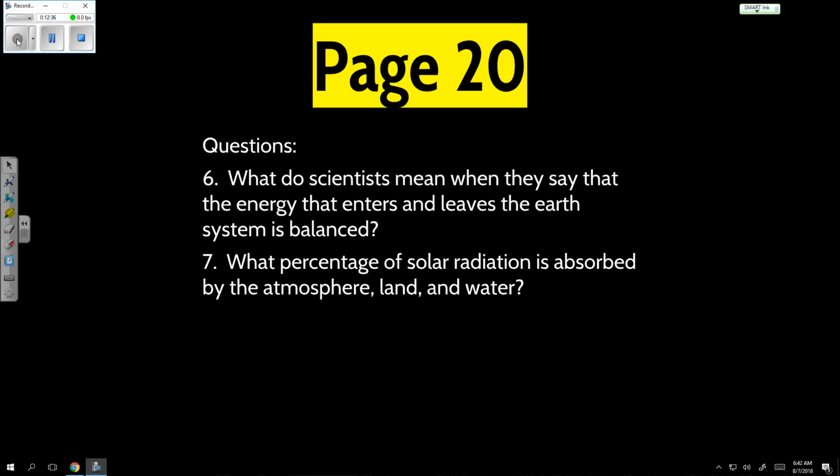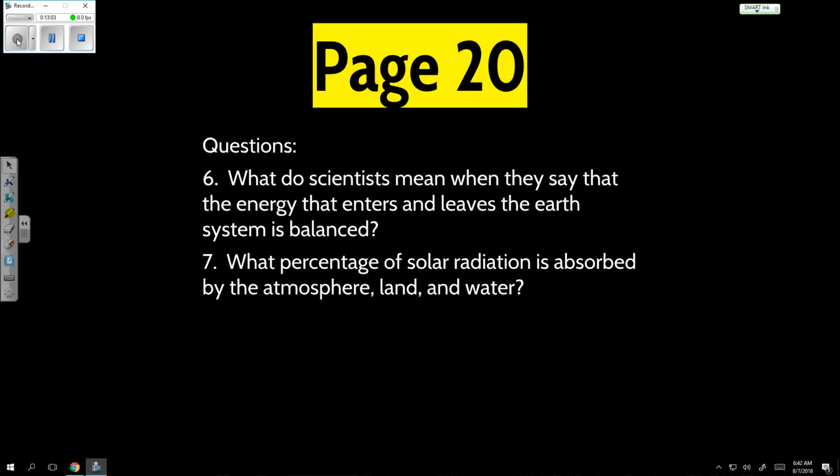Page 20. Questions to answer. What do scientists mean when they say that the energy that enters and leaves Earth's system is balanced? What percentage of solar radiation is absorbed by the atmosphere, land, and water? What are the sources of energy in the Earth system?